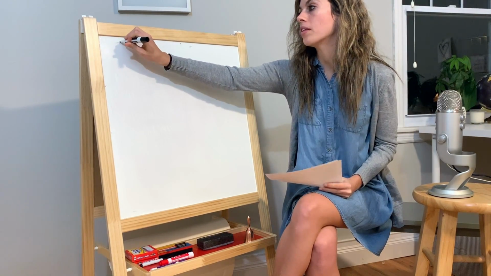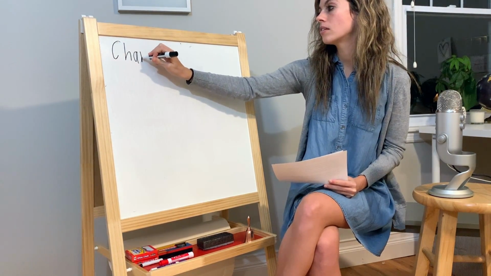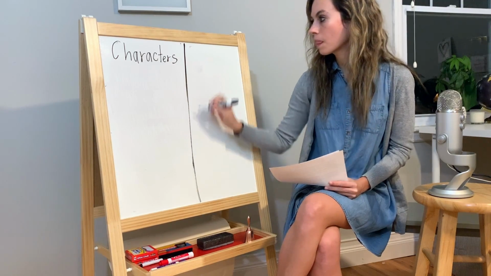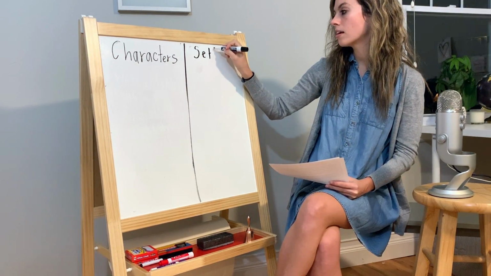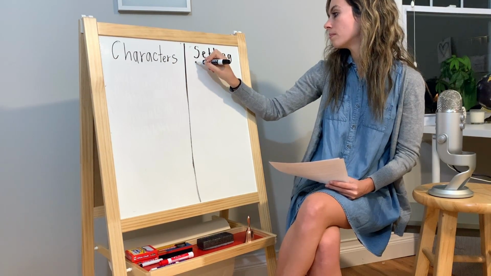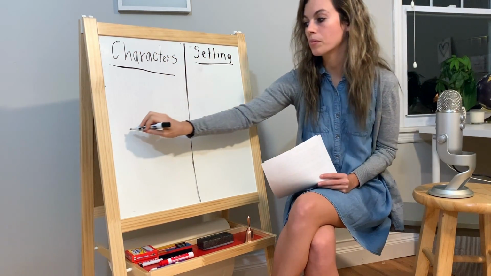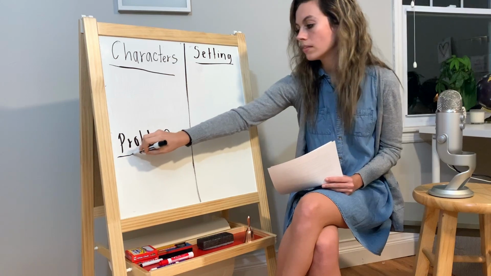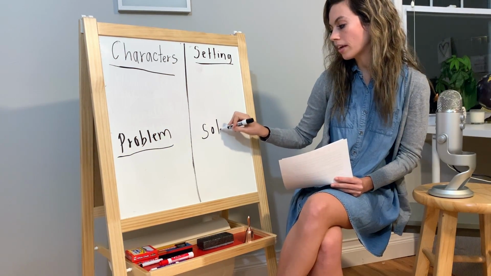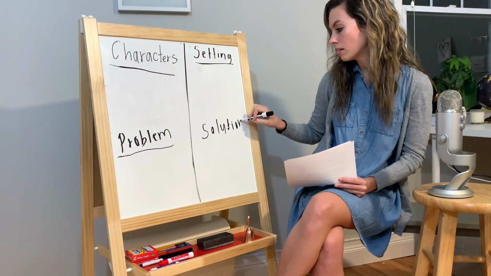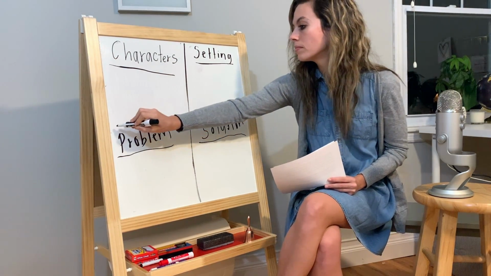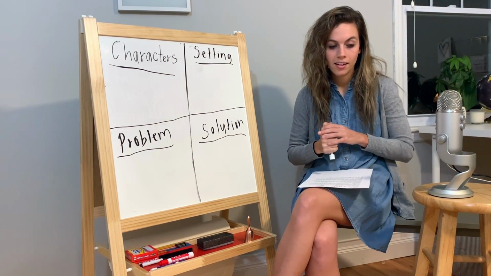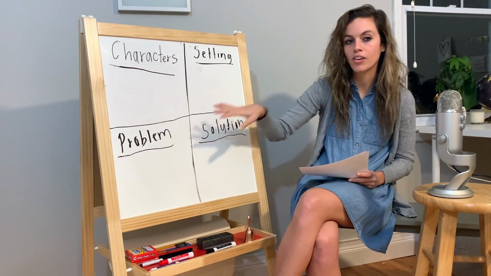We want to think about who are the characters. Where is the setting? What is the problem? And what is the solution of the story? How does the problem get fixed? So listen carefully, be paying attention and trying to figure out what these things are.